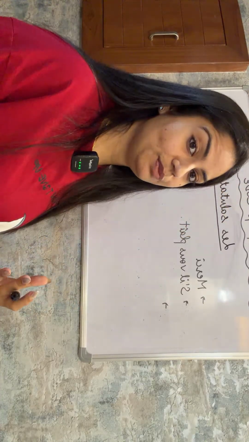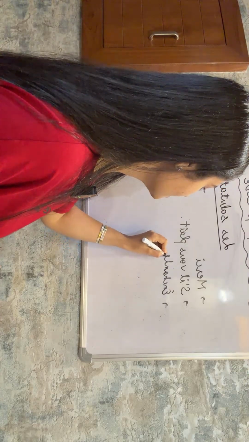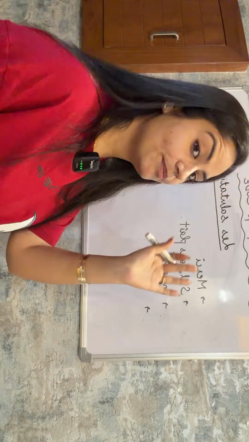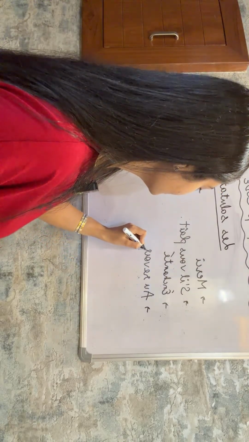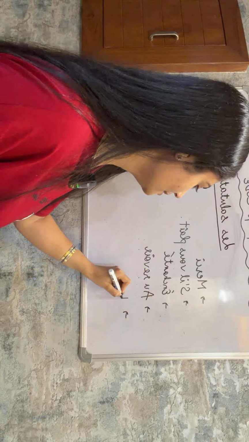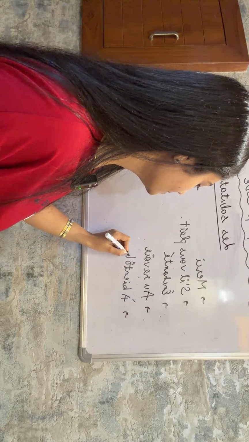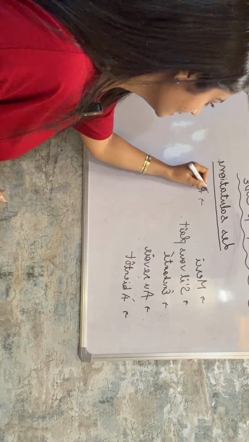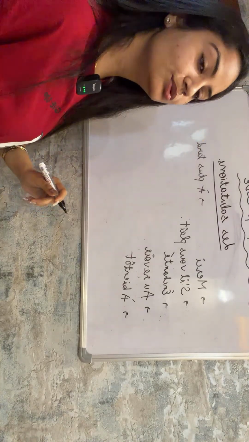If you want to say nice to meet you, what do you say? Enchanté. Nice to meet you. If you want to say bye in French, you say au revoir. Oui. You want to say see you soon, so you say à bientôt. Oui. See you later. À plus tard.